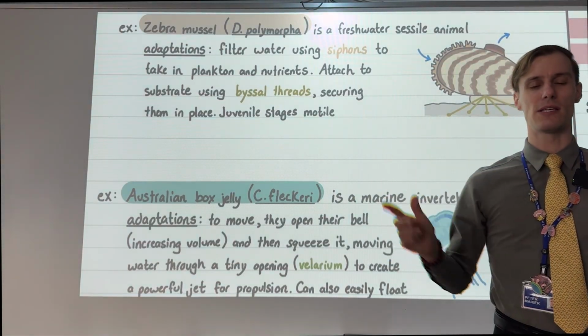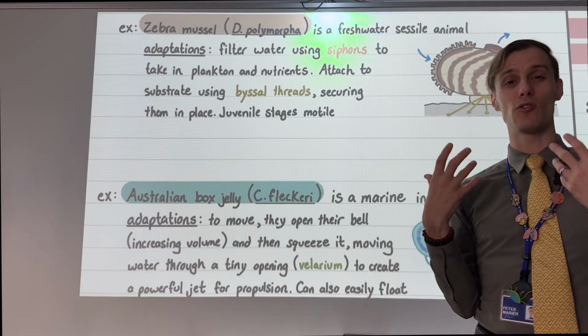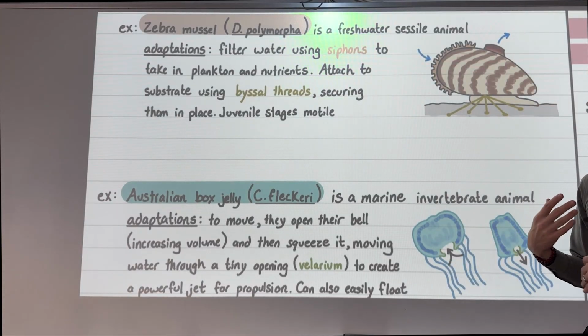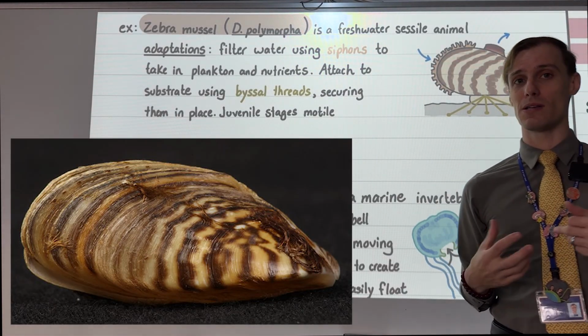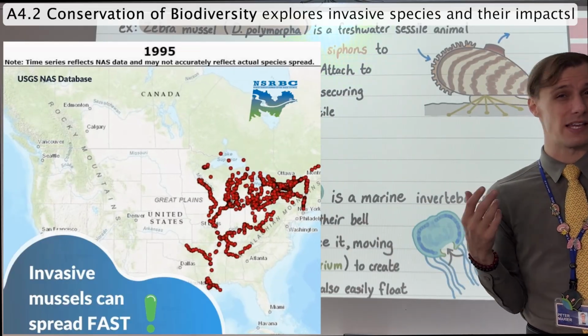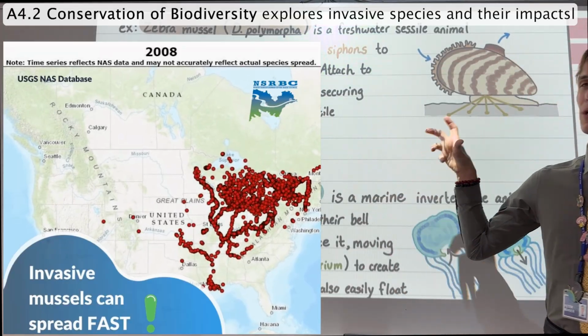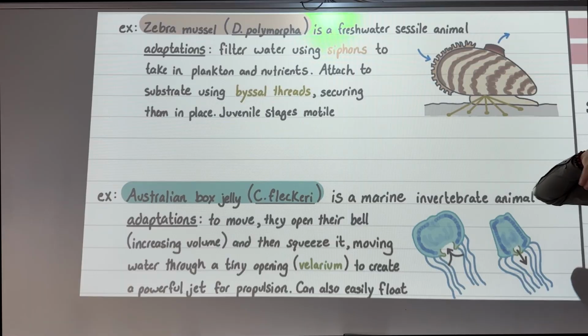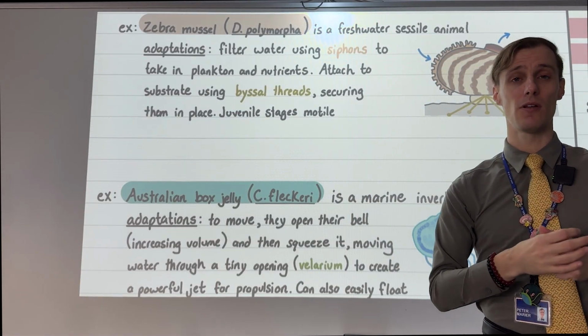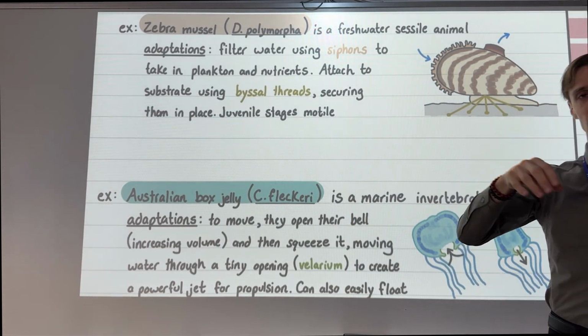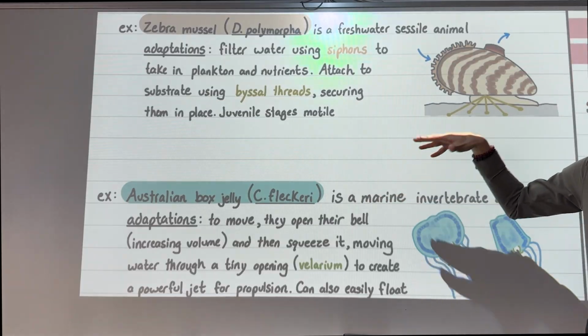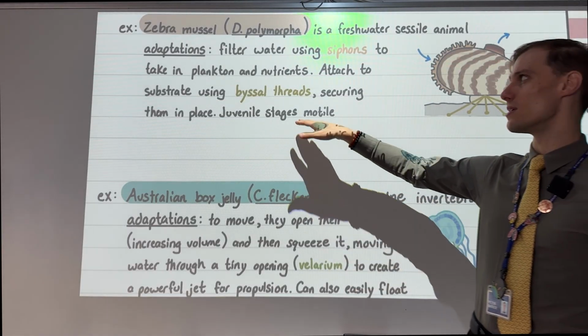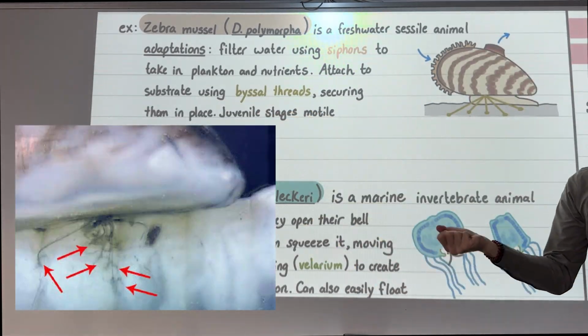And the last animal example that I want to use is one that's kind of close to home for me in Canada, and that is unfortunately the zebra mussel. This is one of the most devastating invasive species in the Great Lakes. And what a zebra mussel is, they're a freshwater sessile animal, and they effectively set themselves on a rocky outcrop, and they tie themselves there using these things called byssal threads. They're almost like anchoring points.